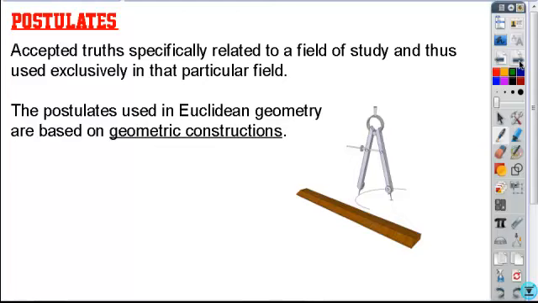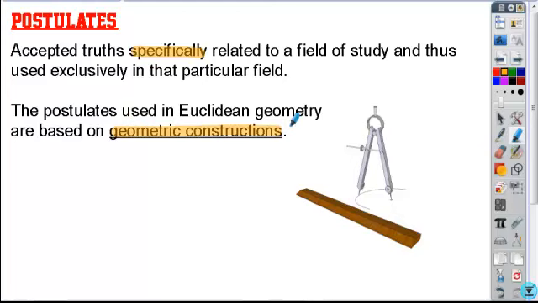The ones that we're going to use in geometry, that differ from other maths or other sciences, are going to be based on geometric constructions. So the two things to keep in mind regarding postulates are that they're very specific to a single field, and they're based on geometric constructions.